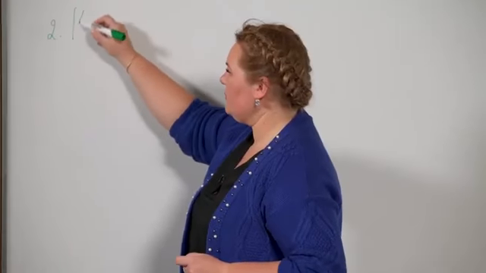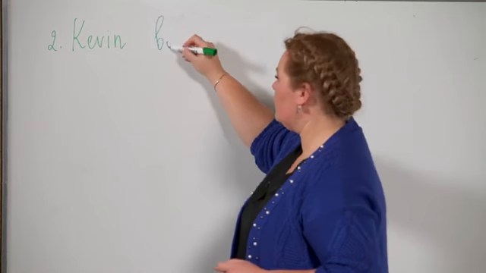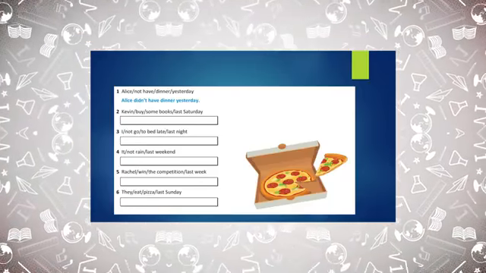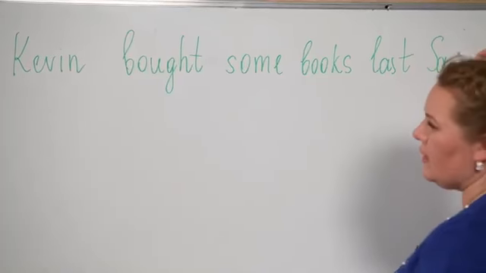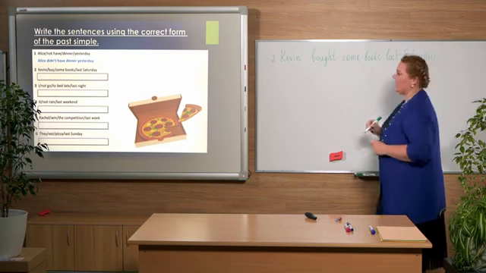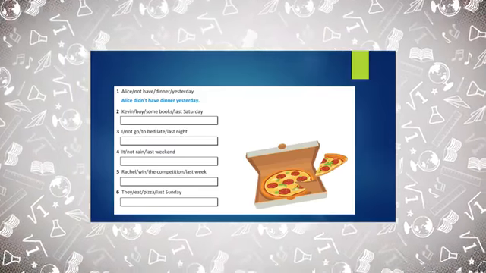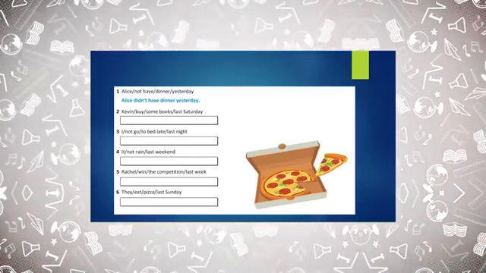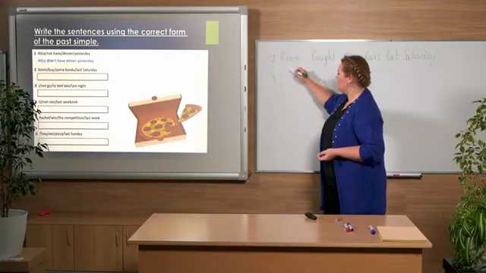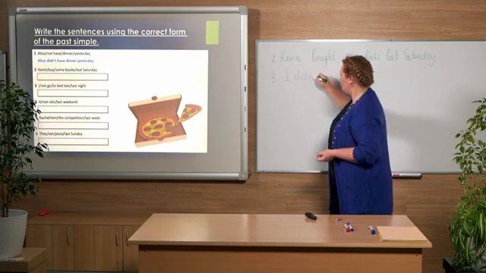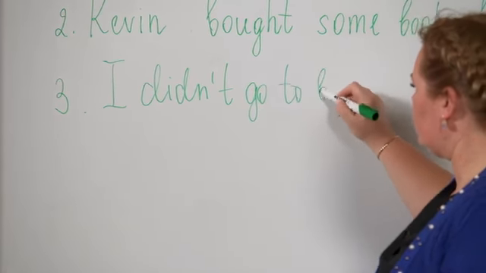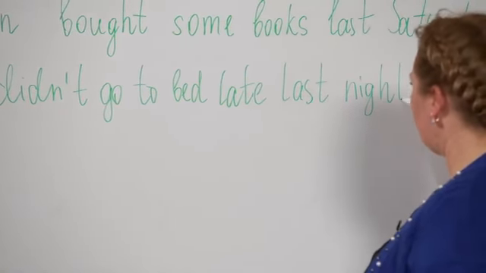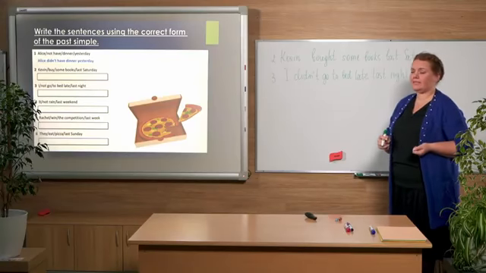So let's go. Kevin bought some books last Saturday. Let's go with the next one. I not go to bed late last night. Not is negative sentence, so we need an auxiliary. Did. I didn't go to bed late last night.